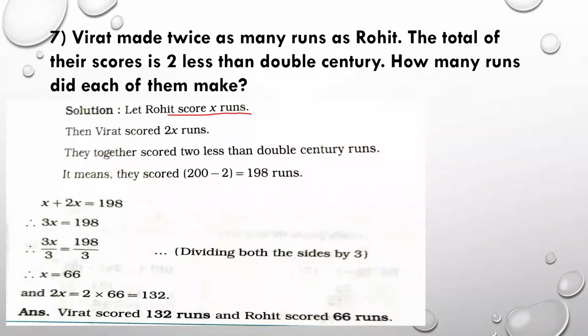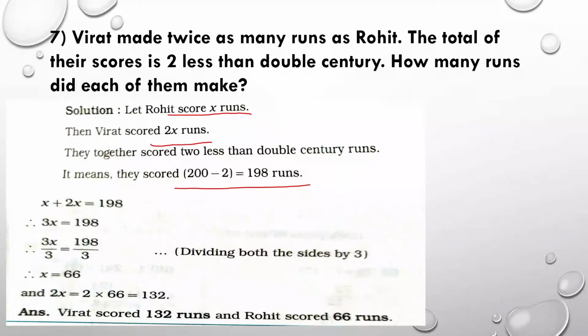They together scored 2 less than double century. So double century means 200. And 2 less than double century means that they scored 200 minus 2, that is 198 runs. Now let's form the equation.